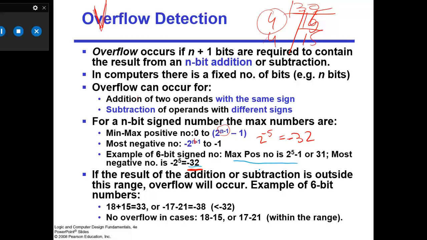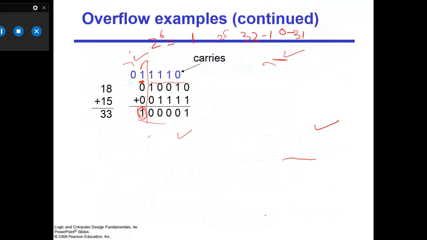Example of 6-bit numbers: 18 plus 15 is 33. So this cannot be compensated, so overflow will occur. No overflow will occur if the number is within the range. In other courses like microcontrollers, there we have a special flag. If overflow is detected, a special flag is raised to indicate that the condition has been detected, and you need to do something about it. So 18 plus 15, this is 33.